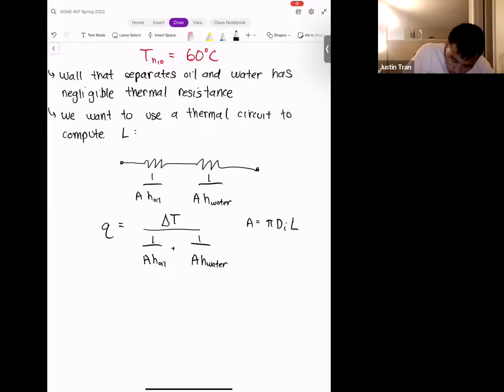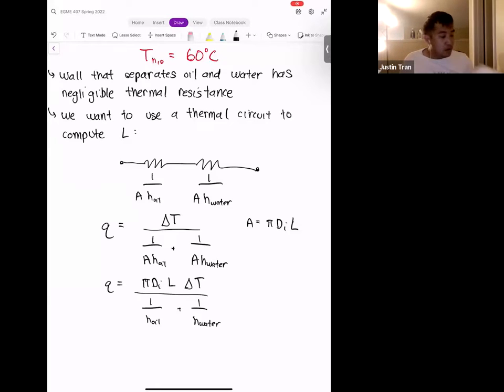And so what we could say is that Q is equal to pi DI L times delta T divided by 1 over H oil plus 1 over H water. Okay. Since we have a heat exchanger situation here, this delta T is not going to be any delta T. Remember, the two temperatures are changing between the two fluids. And so what we're going to say is that this delta T is the log mean temperature difference. Okay, so we'll call that delta T LM.